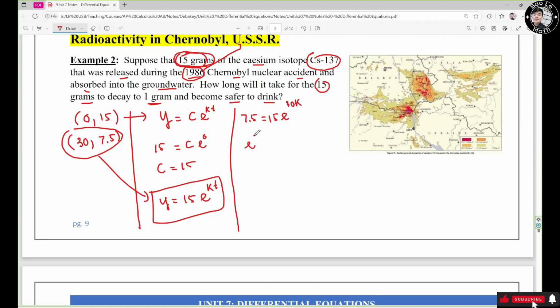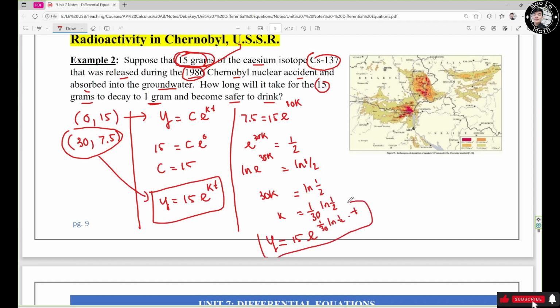So then e raised to the 30k equals 1/2. Then I'm going to take natural log of both sides, so I have natural log of e raised to the 30k equals natural log of 1/2. And then this becomes 30k equals natural log of 1/2, and k equals 1/30 times natural log of 1/2. So then you have the equation y equals 15 times e raised to the 1/30 times natural log of 1/2 times t.